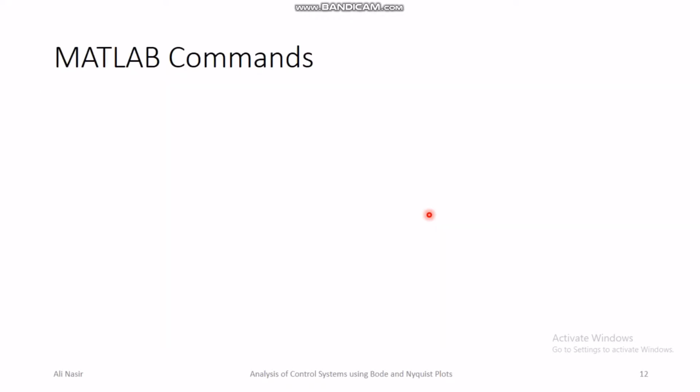Okay, so in the end I want to introduce you to some useful MATLAB commands that I have used for this lecture, and some other MATLAB commands. There is a command in MATLAB, bode, and in the argument of this command you provide the open loop transfer function, and then it will give you the Bode plot of the open loop transfer function, and you can use that to determine the gain margin, phase margin and stability of the closed loop system.